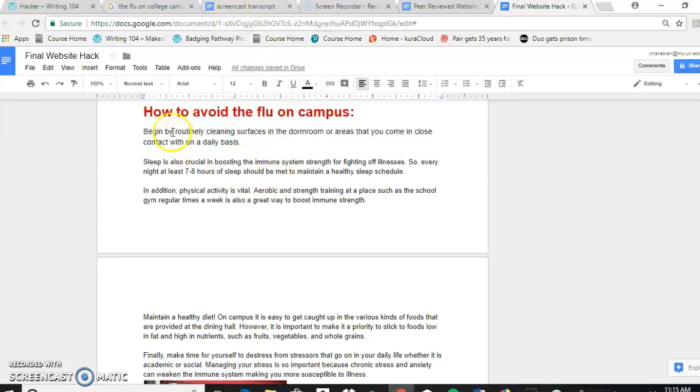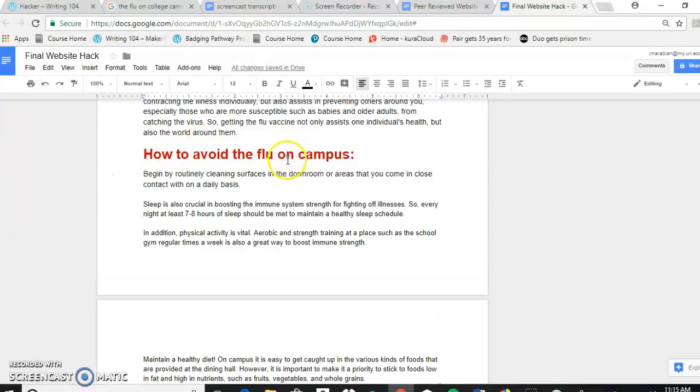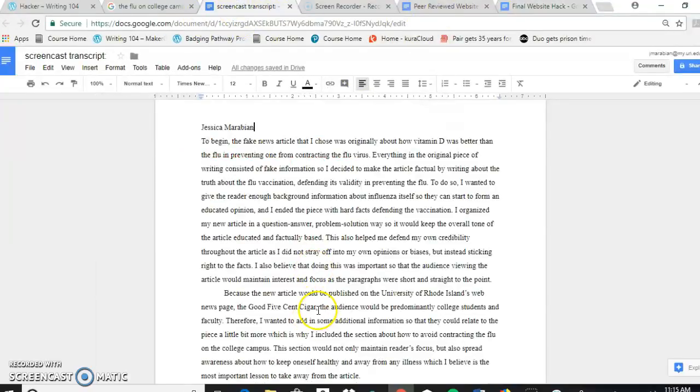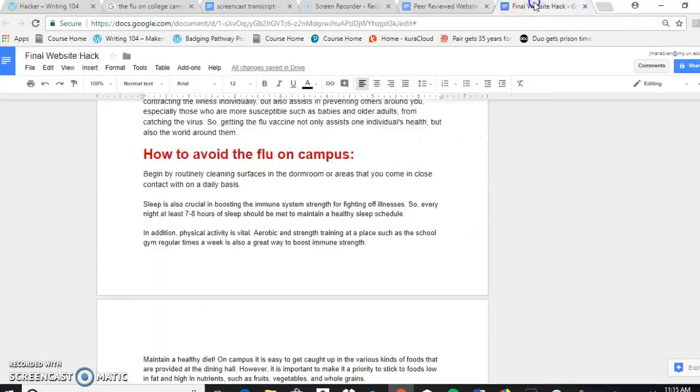So I included how to avoid the flu on campus, since the article would be published on the Good 5 Cent Cigar, which is the University of Rhode Island's news webpage. The audience would be predominantly college students. Therefore, I wanted to add some additional information so that they could relate to the piece a little bit more, which is why I included this section about how to avoid the flu on campus.